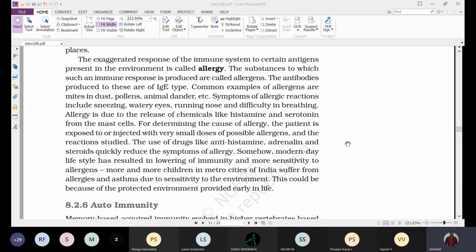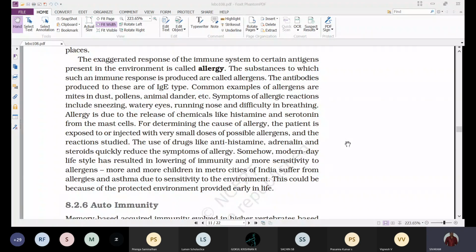So we already said what the chemical substances mainly responsible for allergic reactions are: histamine and serotonin, which are produced by the mast cells. So if any allergic reactions are observed in any person, how can we reduce this allergic reaction? We already said it is because of the release of certain chemicals like histamine and serotonin. So we can give antihistamine drug. The use of drugs like antihistamine, adrenaline, and steroids quickly reduces the symptoms of allergy.